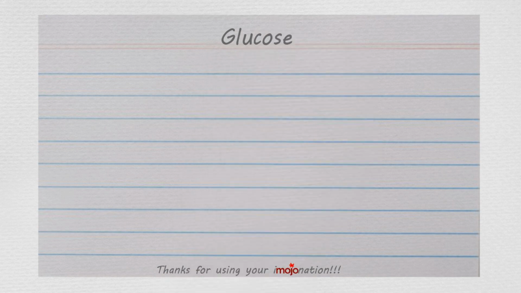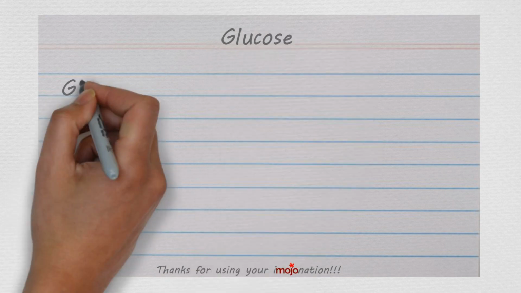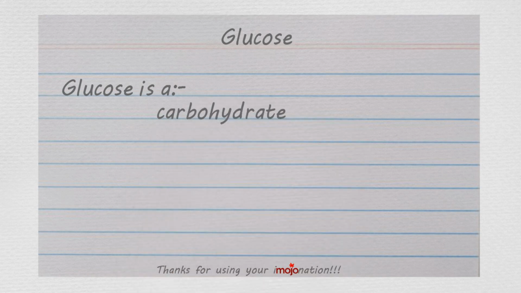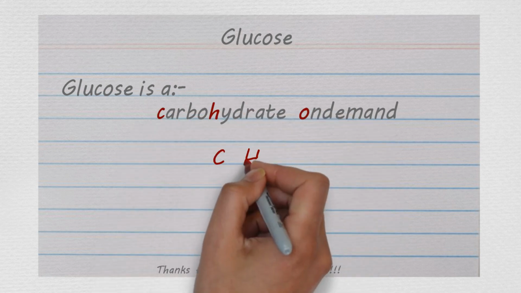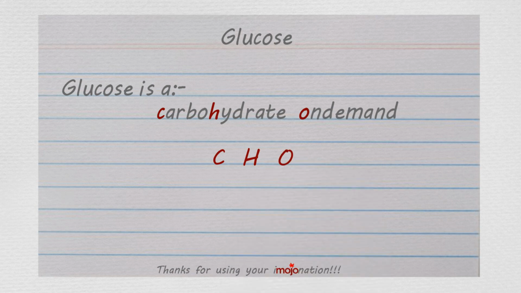Now, you also need to remember the chemical symbol for glucose. Here's how to do that. Glucose is a carbohydrate which plants can use whenever they need to. Like everything else these days, it's on demand. So when you think of glucose, think carbohydrate on demand. Carbohydrate on demand. CHO. That reminds you that the letter parts of the glucose chemical symbol are C, H and O.